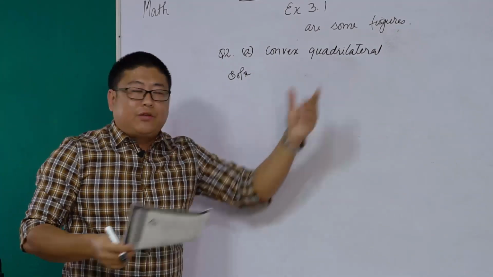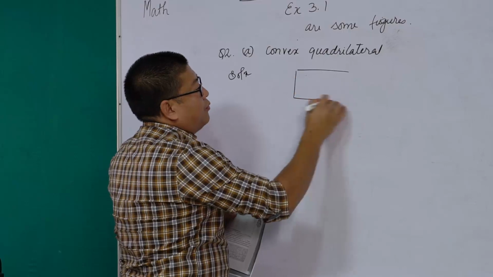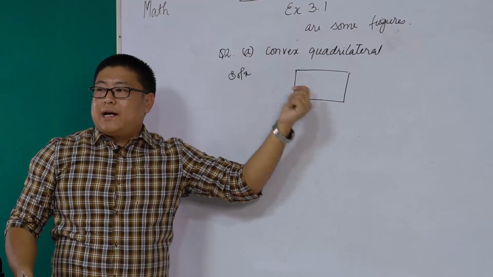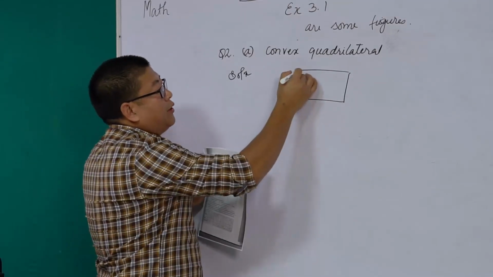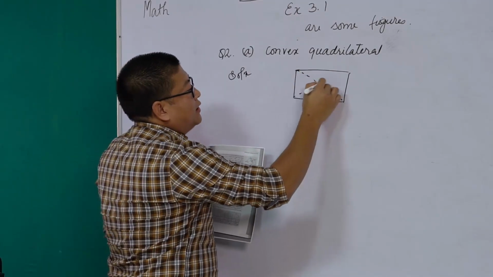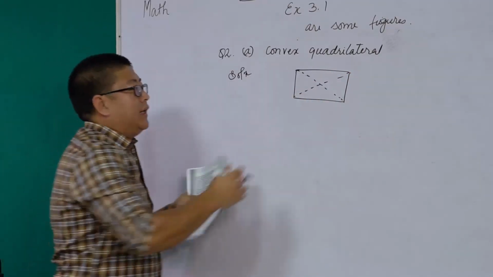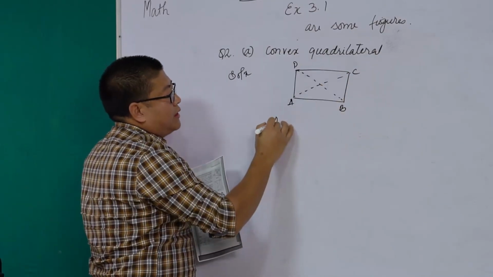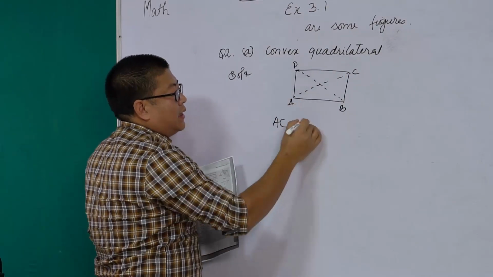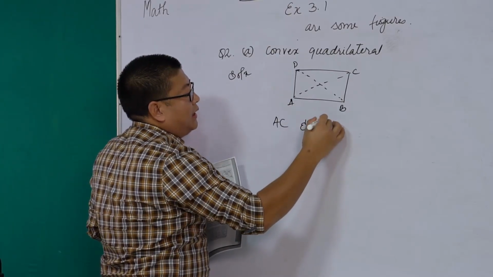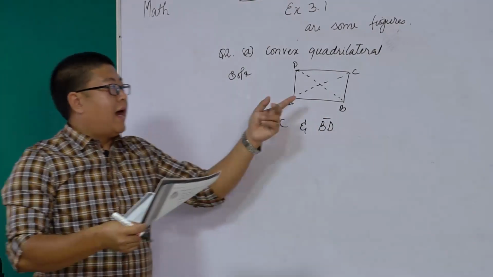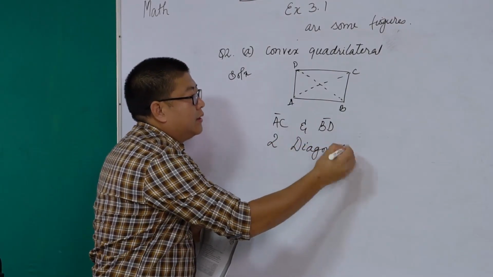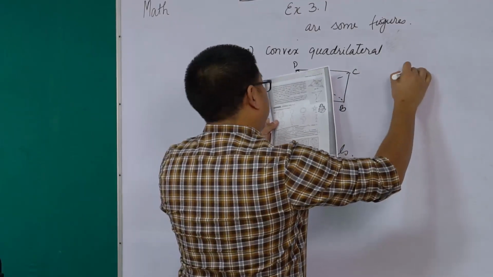We have already discussed quadrilateral is any shape with 4 sides. Convex means the diagonals should be inside. Now, when you draw diagonals here, how many diagonals can you see? Let me mark them A, B, C, D. Now the first is AC. AC is one diagonal and BD is another diagonal. So we have 2 diagonals.